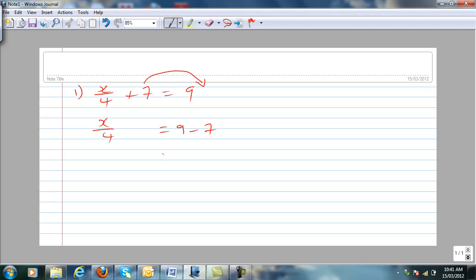So it gets subtracted from 9, and we get 2 on the right hand side and x upon 4 on the left hand side. Now I'll take the 4 the other side, and what you can see, 4 is divided. Once again, if I swap sides, I will swap signs, so it gets divided. So 2 divided by 4 is half, so x is equal to 0.5.